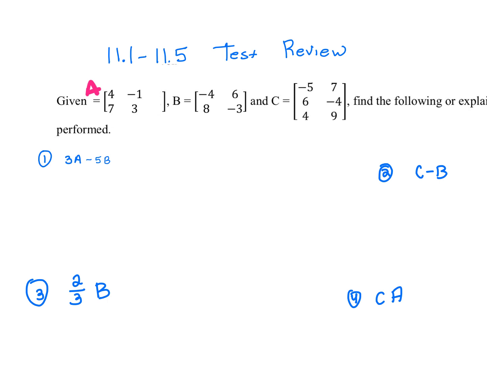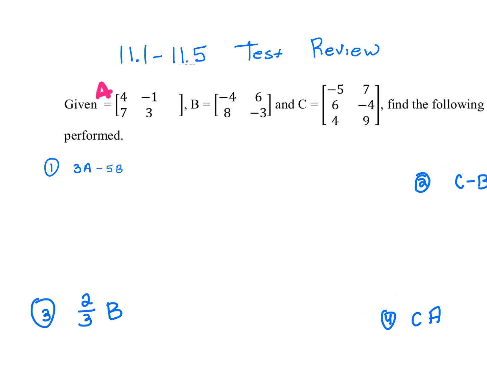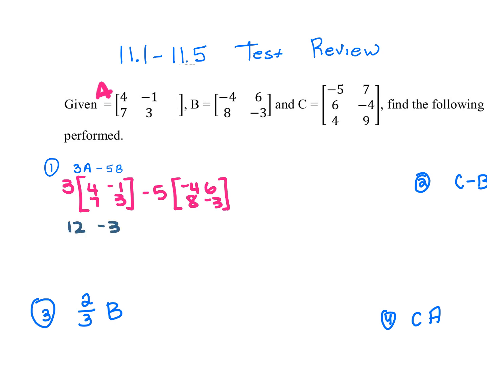So for 3A minus 5B, we're going to do 3 times A, which is 4, 7, negative 1, 3, minus 5 times B, negative 4, 8, 6, negative 3. So 4 times 3 gives us 12. The 3 times negative 1 is negative 3. 3 times 7 is 21. And 3 times 3 is 9. So that gives you your first matrix. I'm going to distribute the negative in with the 5.